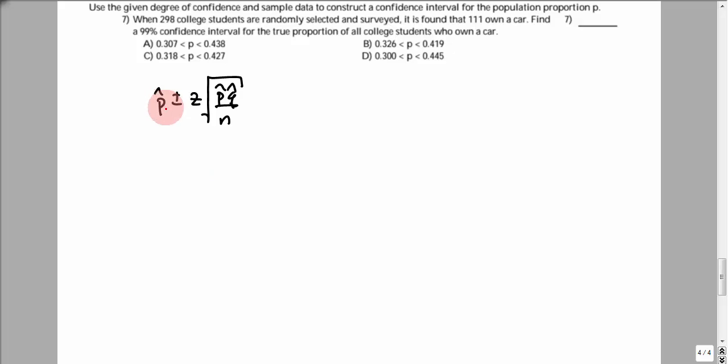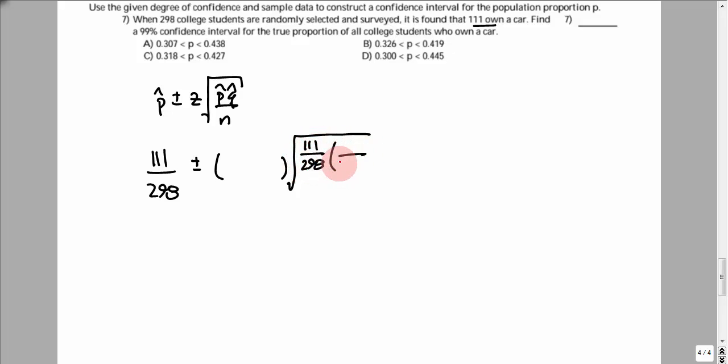So let's go ahead and look at what we're working on here for p hat. P hat is going to be 111 over 298 because we're looking for the true proportion of all college students who own a car. So our sample, 111 out of 298 owned a car. So then I'll have a z-score here, and then I have a big square root. Now over here, in order to find q hat, we take 298 minus 111, which would be 187, and the denominator then would be n, which is 298.